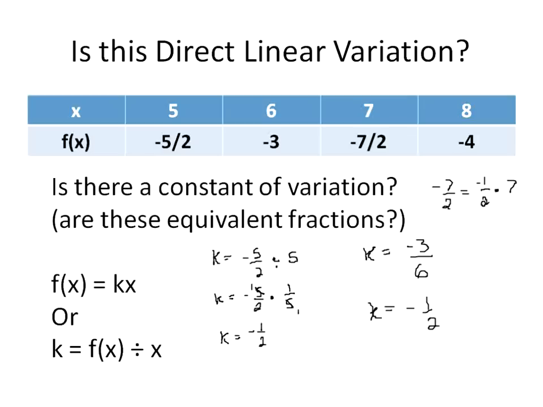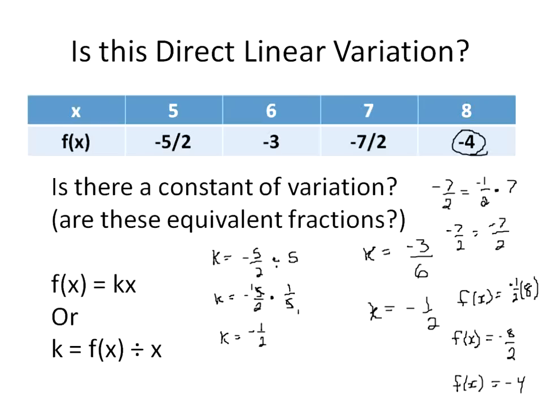Yeah. When you multiply fractions, you multiply the numerator times the numerator. So yeah, negative 7 over 2 is equal to negative 7 over 2. Okay, so we've checked that one using this equation. And we'll use that equation another time here. Is the function of x equal to our constant of negative 1/2 times our x value of 8? Let's see, the function of x is equal to negative 1/2 times 8. That's negative 8 over 2. So my function at x should be equal to negative 4. And you'll notice that it is.